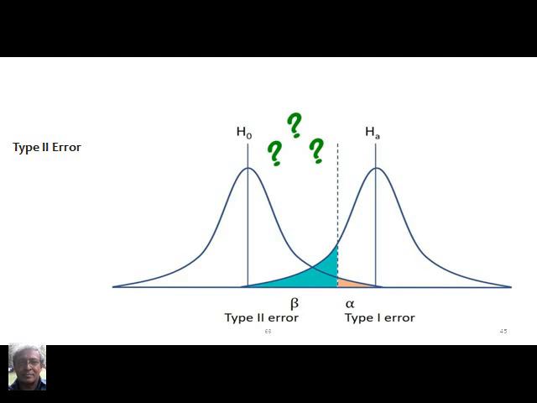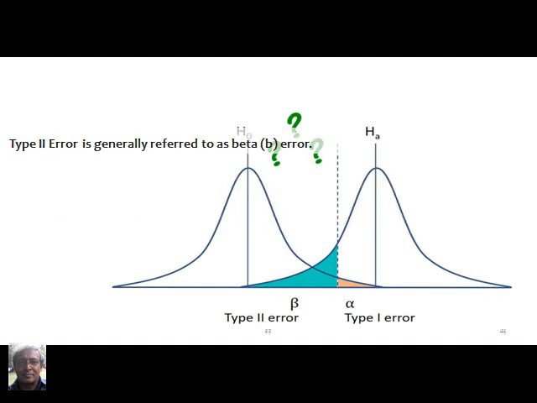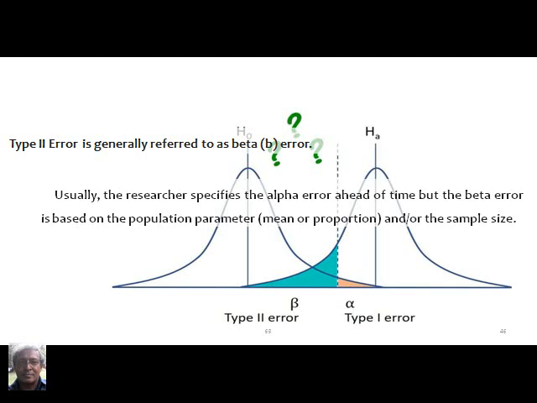Type II error. The second type of error is referred to as type II error. Type II error occurs when, based on the sample results, the null hypothesis is not rejected when it is, in fact, false. Type II error is generally referred to as beta (β) error. Usually, the researcher specifies the alpha error ahead of time, but the beta error is based on the population parameter, mean or proportion, and/or the sample size.